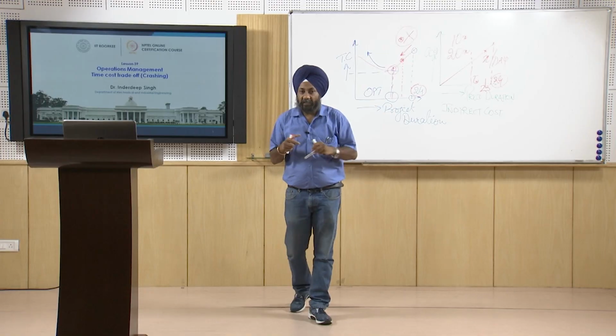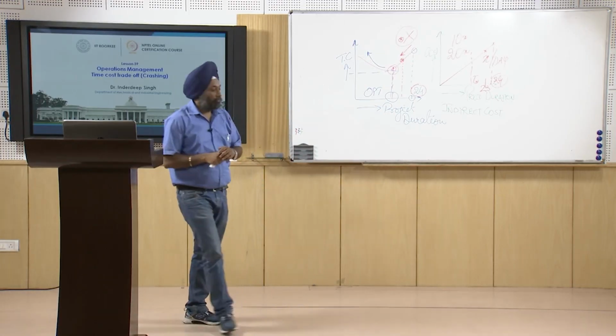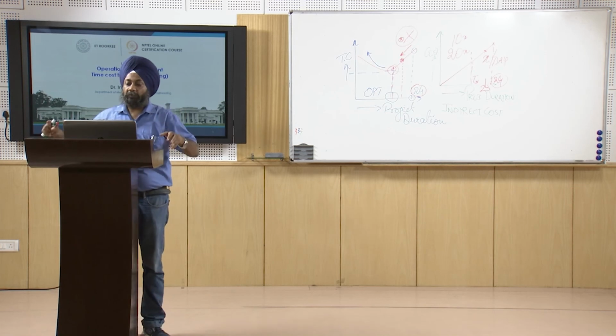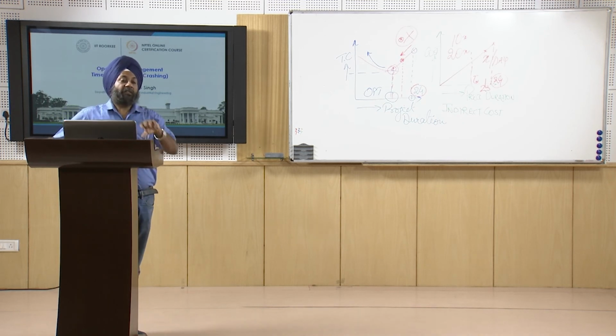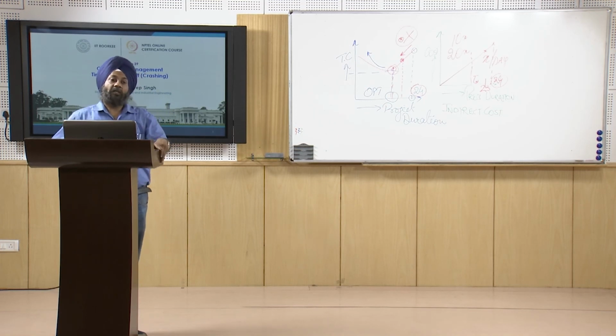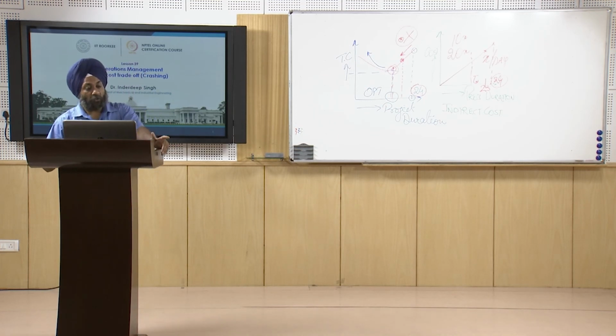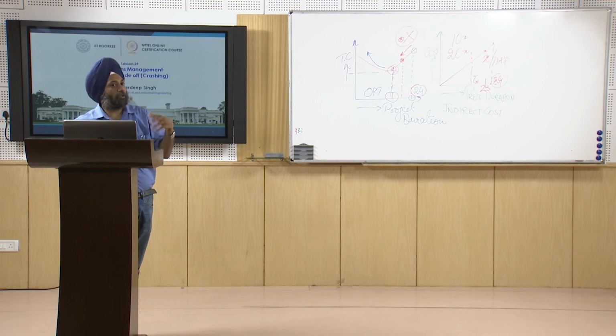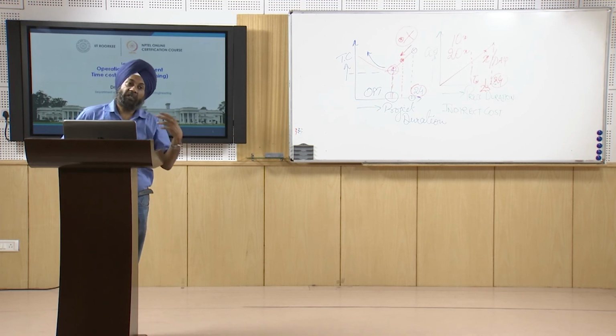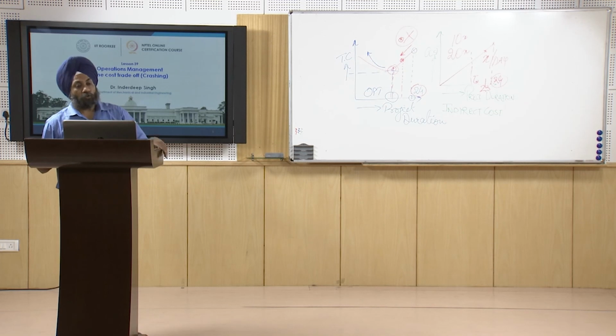Quickly we can go through why crashing is required. Project completion times may need to be shortened because of different situations, different deadlines, or because we have to change the deadlines because of certain problems. There are penalty clauses involved, so we are delayed in the completion of the project because of some mishap, some accident, or some inevitable delays. So the penalty clause is kind of threatening us.